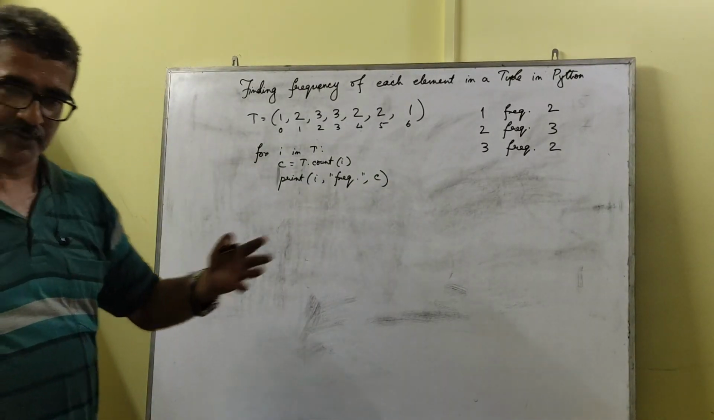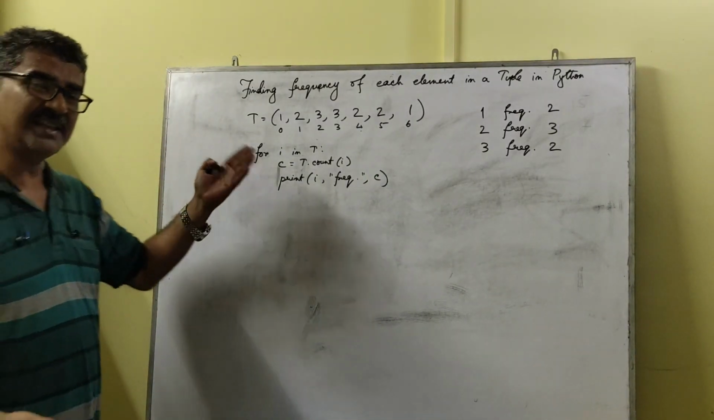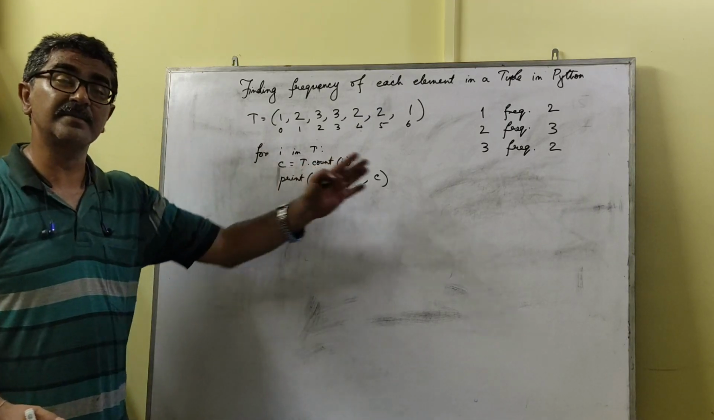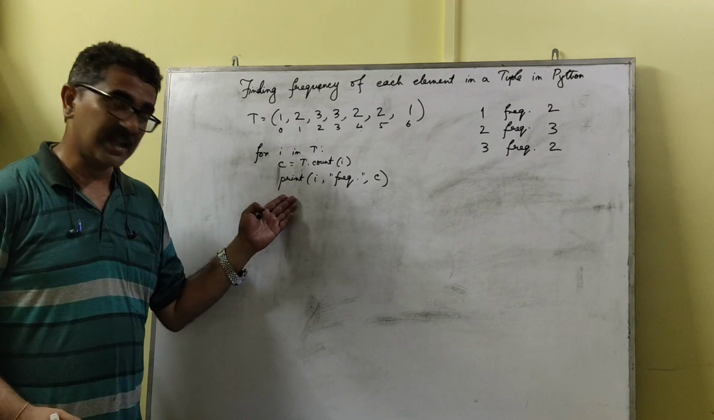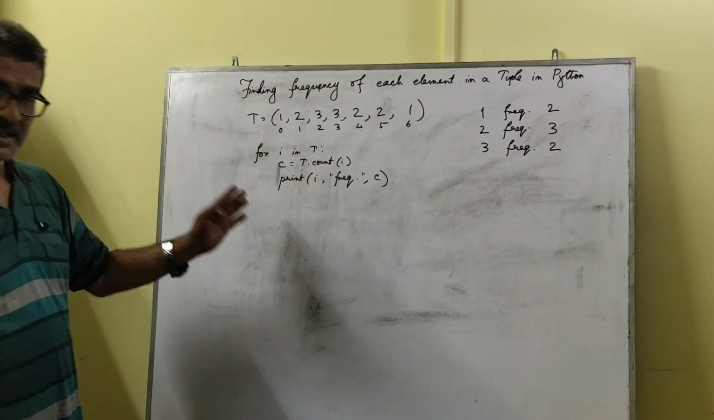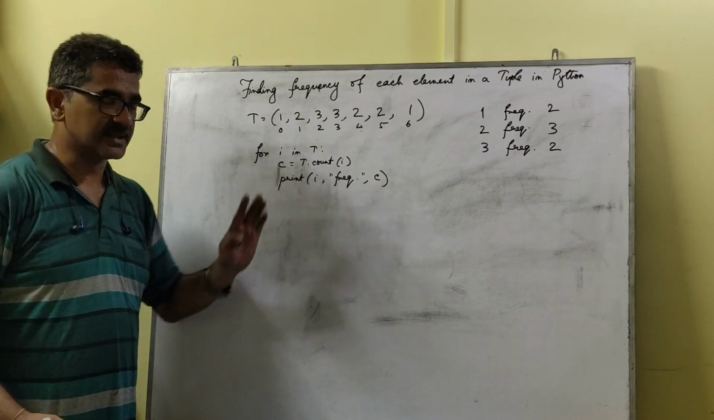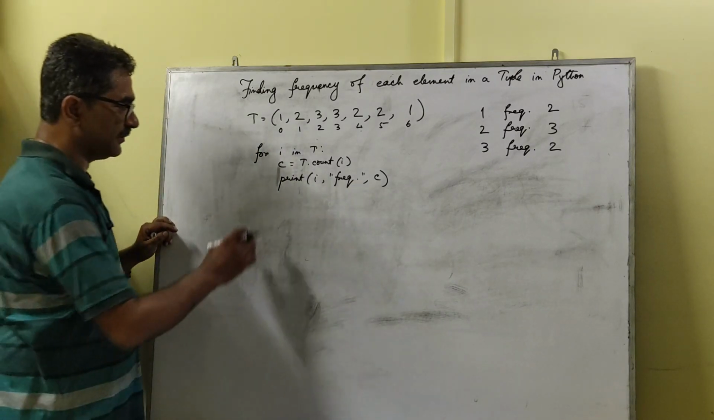Now look at this approach. What I have done is, I am taking each individual element or value from the tuple and counting how many times it is present inside the tuple. And then I am displaying the value or element of the tuple along with its frequency. Now see what is the resultant.